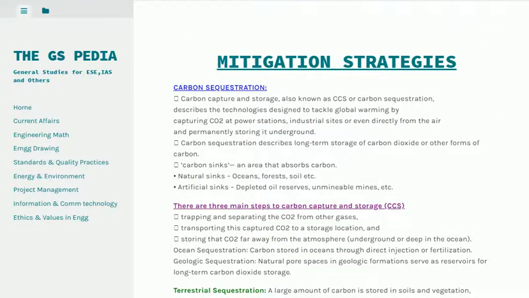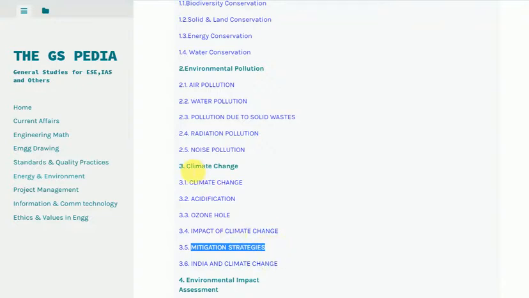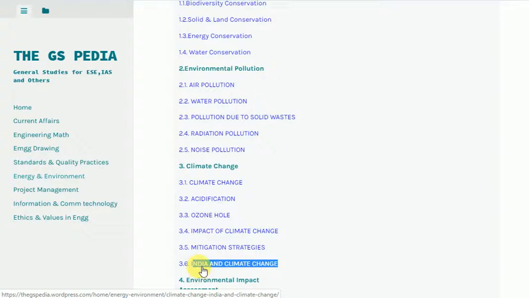Next we will discuss a new topic of climate change, which is India and climate change.